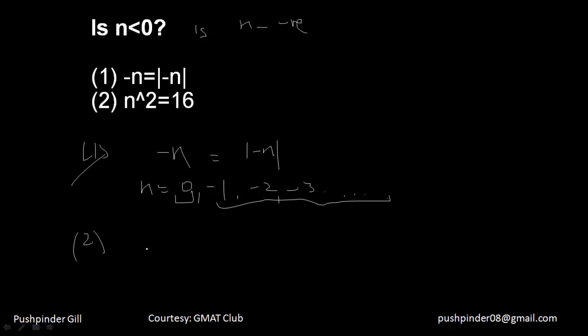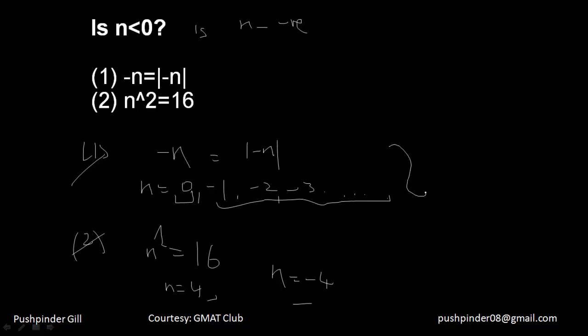Statement number 2 says that n square is equal to 16. Now what different values can I have? n can be either 4 or negative 4. Is n less than 0? Over here it is not, over here it is. That means again statement 2 is not sufficient.